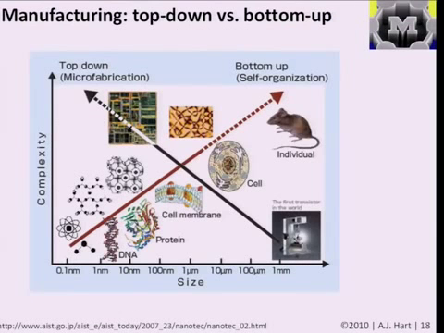And this chart sort of expresses the top-down versus bottom-up idea of manufacturing, in that on the left axis it plots complexity, and on the horizontal axis it plots size of the structures. And what we're looking at here is the arrow that's going from the bottom left to the top right, and the arrow that's going from the bottom right to the top left.